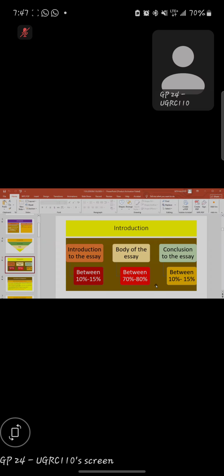If that is the case, and you are writing an essay, and it so happened that the physical look of your essay said that the introduction has a weighting of about 60%, while the remaining 40% is divided between the body and the conclusion, it tells you there's something wrong with your essay. That's the physical look. There's something wrong.